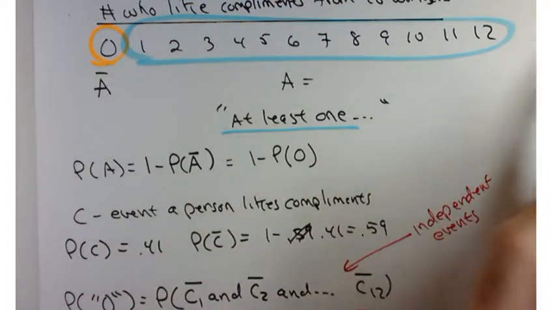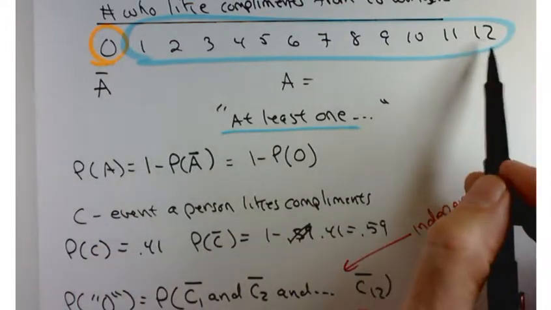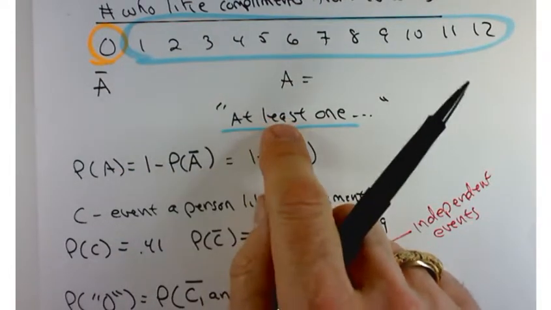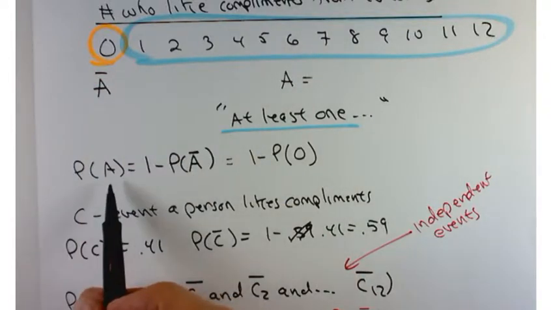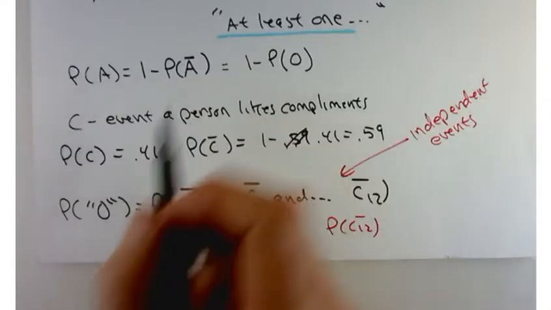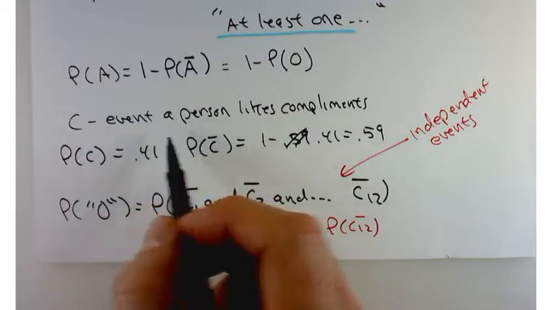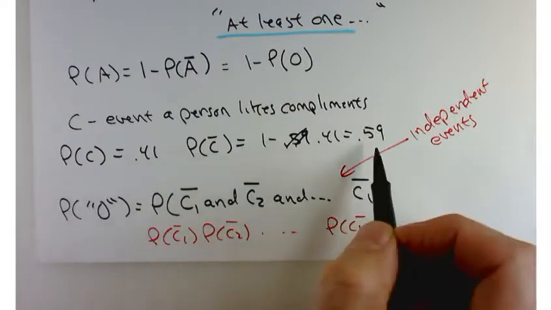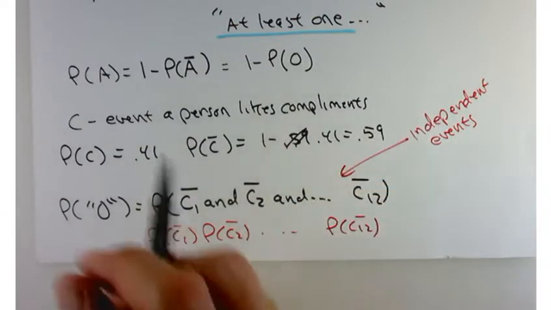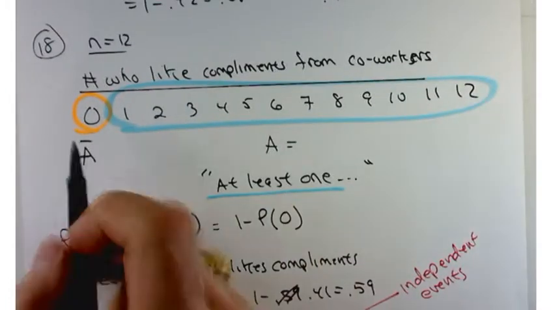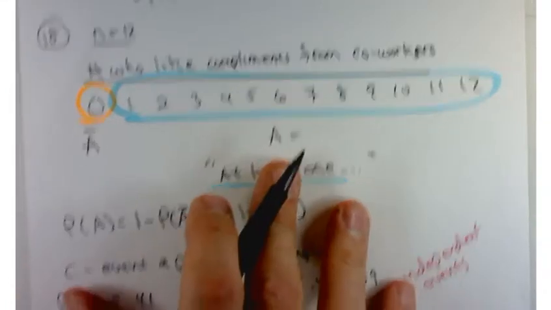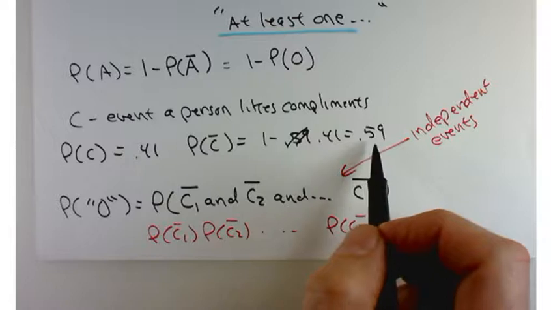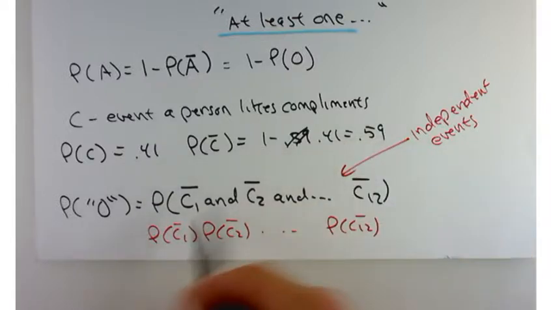So that's all this. Rather than calculate all 12 of these probabilities, we can work with the complement. And when you see stuff like at least or at most, please start thinking of the complement. And that's what we did. So if C is the event that a person likes a compliment, that probability is 41%. The probability that they don't like a compliment is 59%. To get nobody in our survey who likes a compliment, that means all 12 of them have to not like compliments. There's a 59% chance that somebody doesn't like a compliment at work.